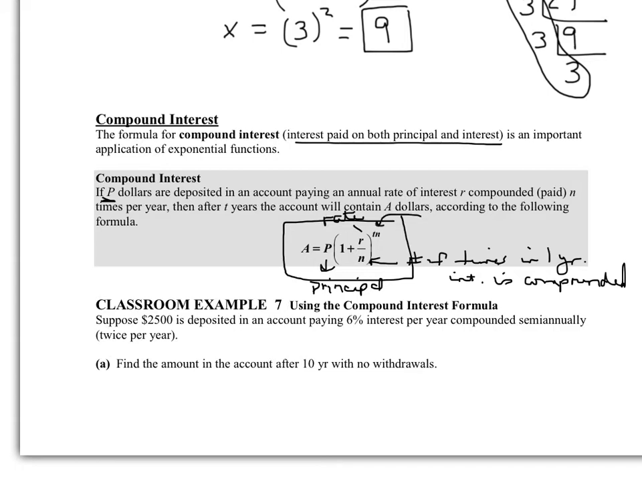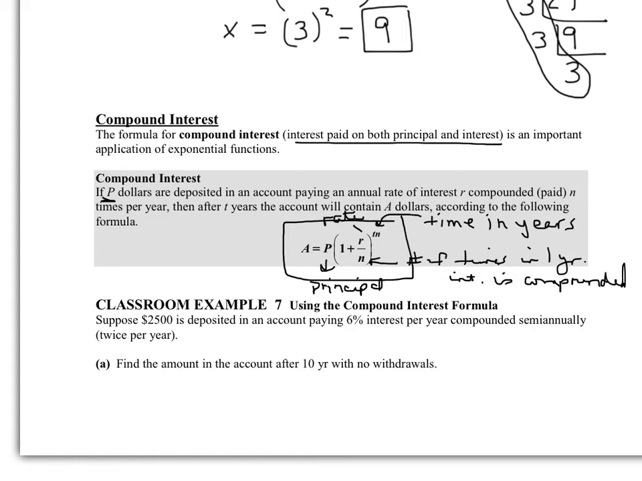And T stands for time, and it's always in years. So if they give it to you in months, you've got to change it to years before you put it into this formula. Make sure you know what these different variables represent. I will allow you to have the formula when you test, but you have to know what those letters stand for, those variables.